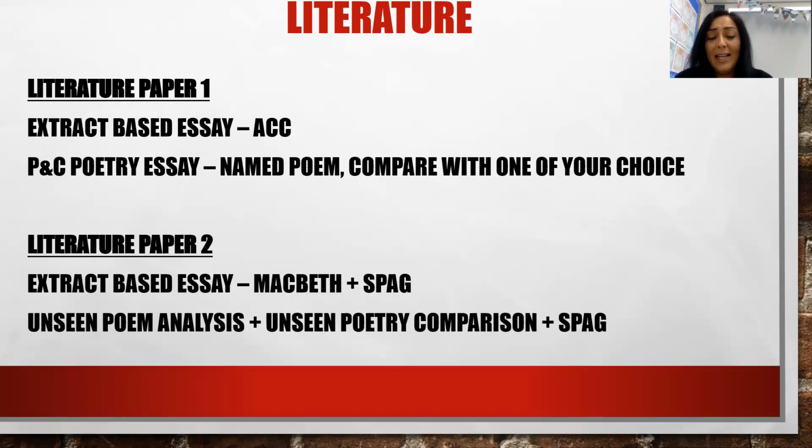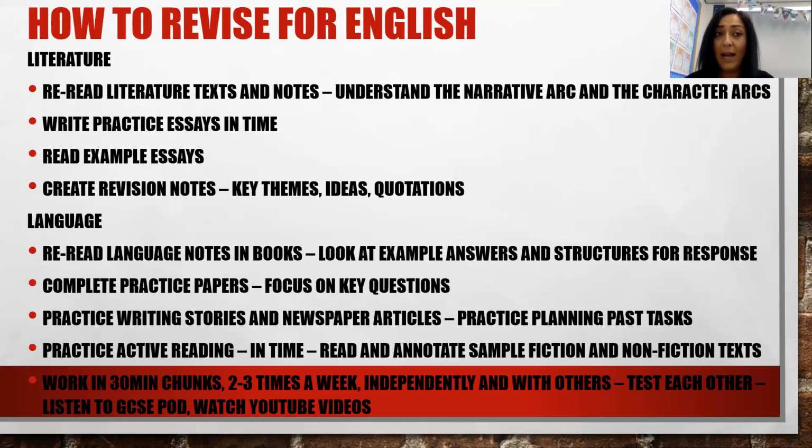Literature paper 2 is an essay based on Macbeth, based on an extract from Macbeth, and they're assessed on what they write there in terms of character and theme, but they are also marked on the only small mark for their spelling, punctuation and grammar. And then they're given 2 poems that are unseen poems they've never met before. The first one they need to analyse in depth, and then the second one they just need to make some comparison with. And again, there's 4 marks for their spelling, punctuation and grammar. So those are the areas of the exam papers that they may need to focus in on and organise their revision around.